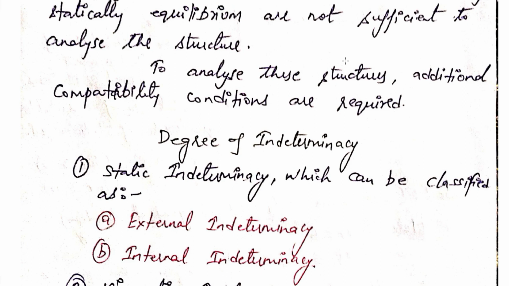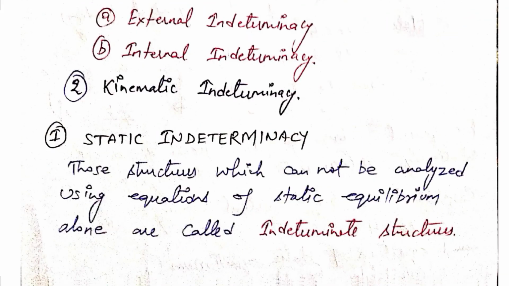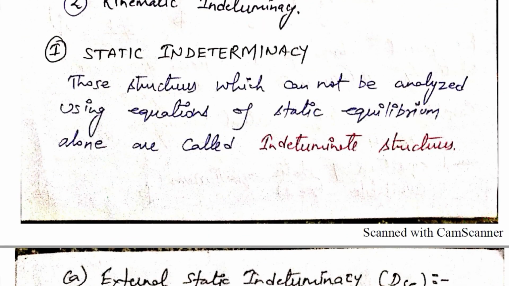Now let's discuss the degree of indeterminacy. We have static indeterminacy and kinematic indeterminacy. Static indeterminacy can be further classified as external indeterminacy and internal indeterminacy, and kinematic indeterminacy is classified further as well. Here we will start with static indeterminacy.